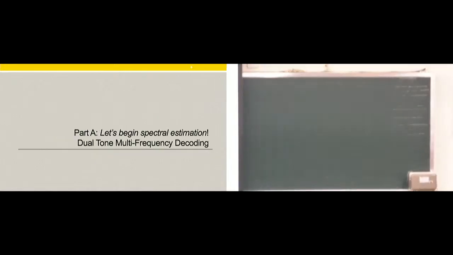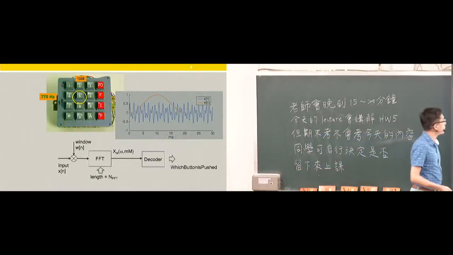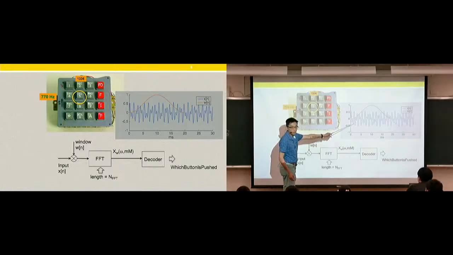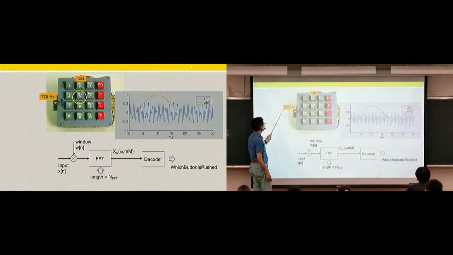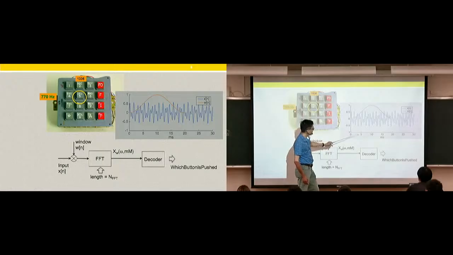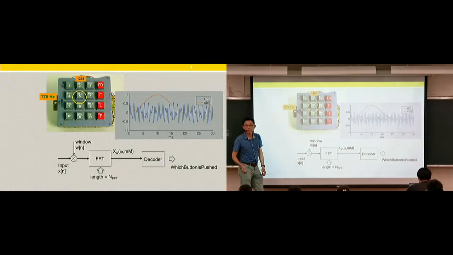Spectral estimation. And we talk about decoding the dual tones. Okay, so for the number 5 you have a combination of 2 frequencies. And this is a plot in the time domain. That's a waveform of adding a 770 Hertz tone with 1336, a combination of 2 tones in the time domain. And the time now we're looking at is about 20 or 30 milliseconds. Does it make sense? This is what happens in the time domain.